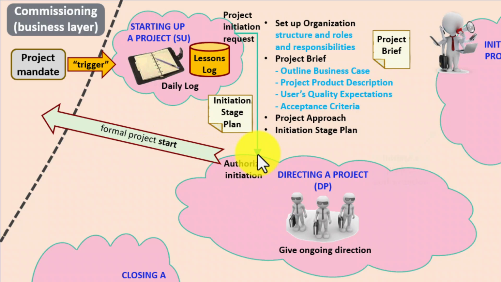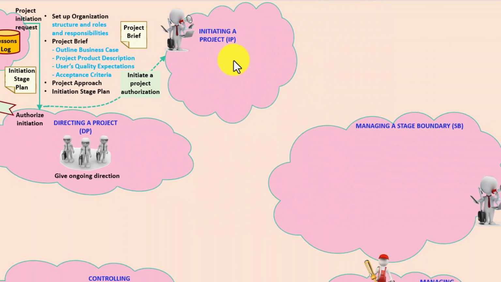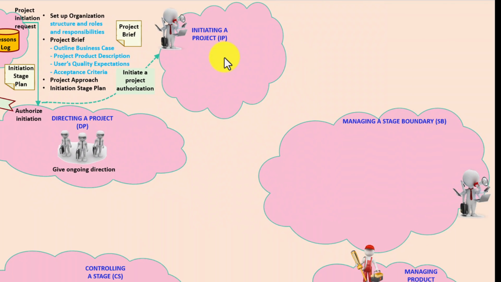And at the same moment, the project manager will be given authorization to start the initiation stage, called, as you can see, Initiate a Project Authorization. So here we are now in the initiation stage, where there's more than one process being used, certainly the initiating a project process, or IP, where the PID is assembled, but also, as we get to the end of that stage, the managing a stage boundary process to prepare a plan for the next stage. Let's pause for a moment.